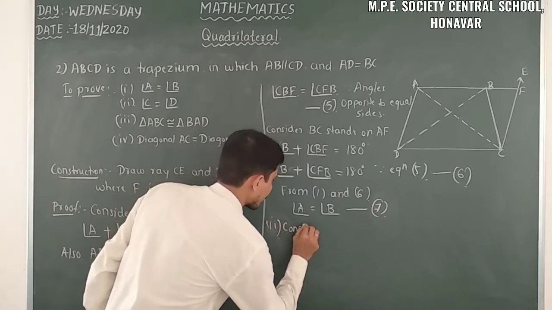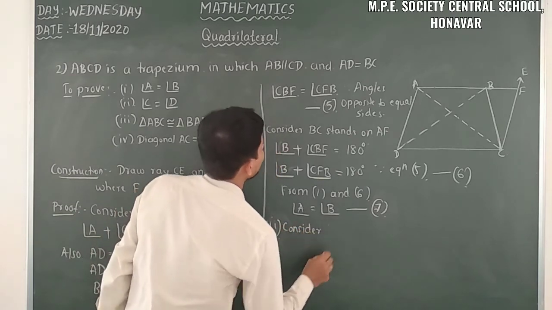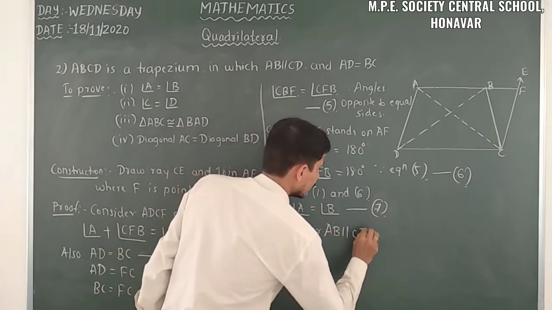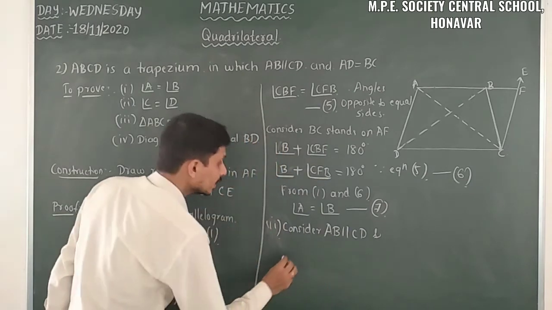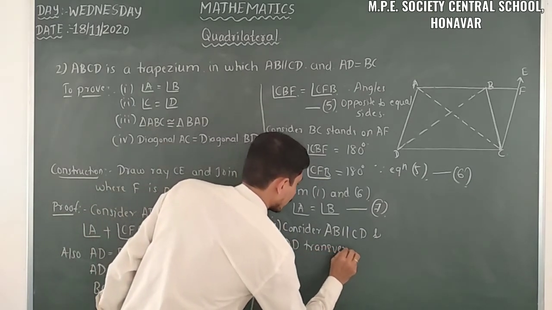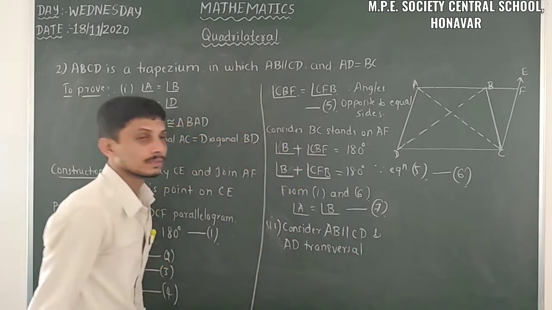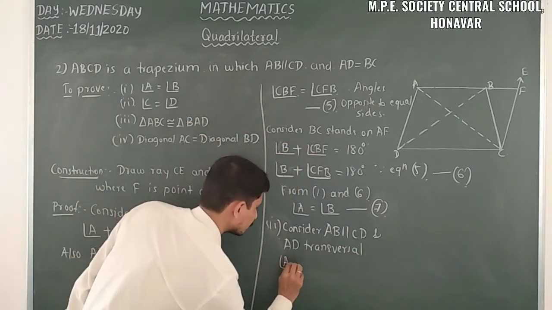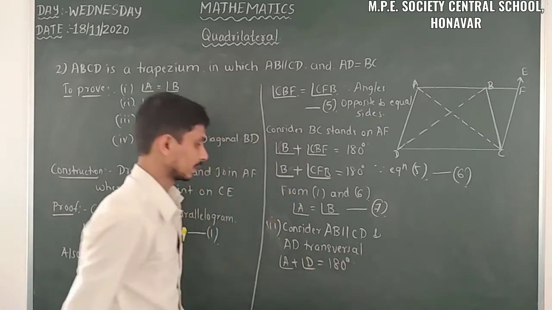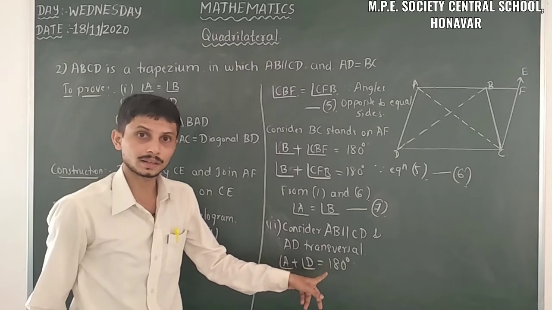Consider AD. Here AB is parallel to CD and AD is a transversal, then we have angle A plus angle D is equal to 180.